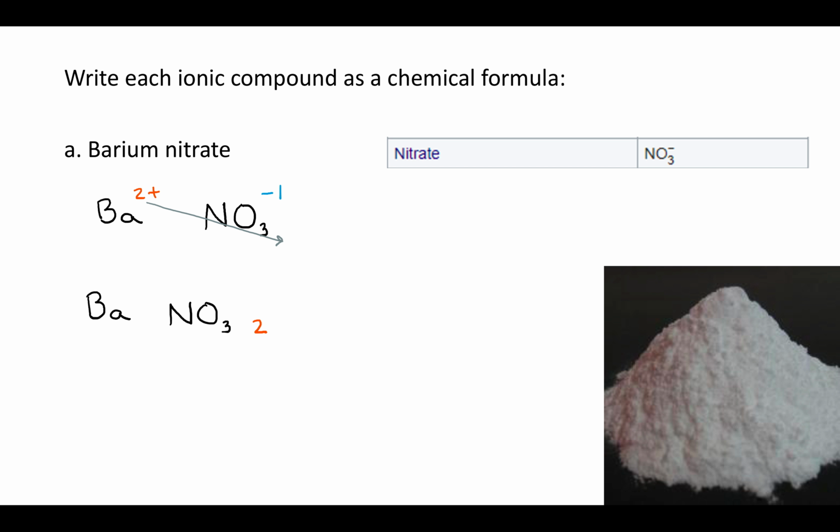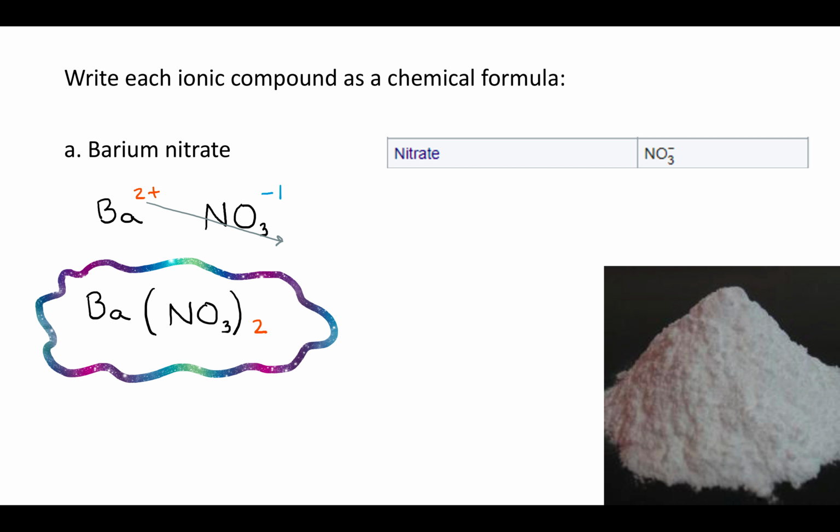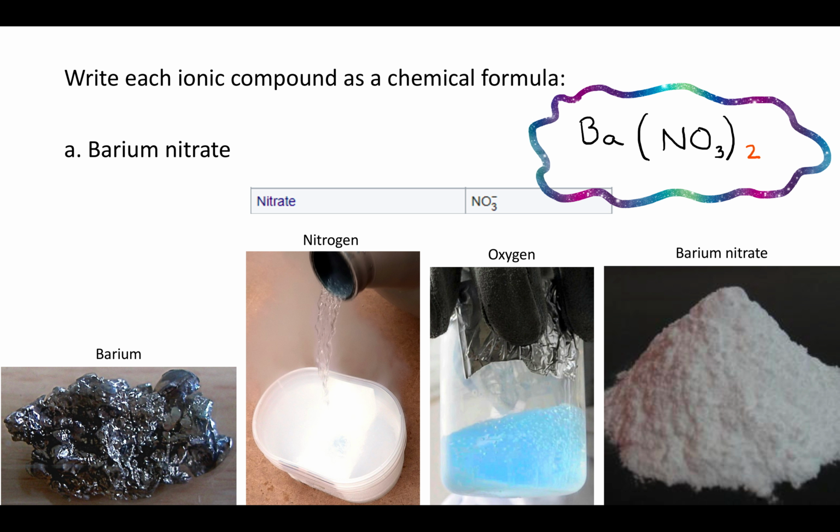Now, we can't leave it like this, because as written, we would only have 1 nitrogen and 32 oxygens. Instead, we want 2 of that whole ion, so we put parentheses around the nitrate to show that we have 2 of that whole ion. And so that is the formula for barium nitrate, Ba(NO3)2. So if you were to take nitrogen and oxygen and put them together in just the right way, you'd get nitrate, and then combine that with barium, and you would get barium nitrate. Barium nitrate makes flames turn the color green, and so it's used in fireworks to create green fireworks.